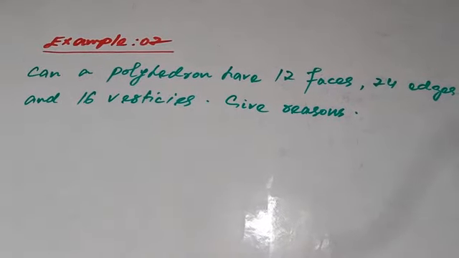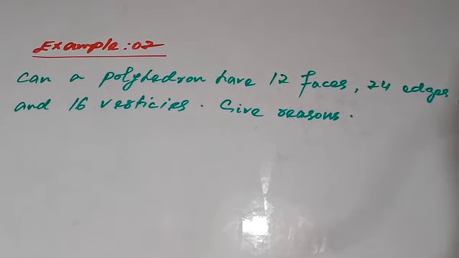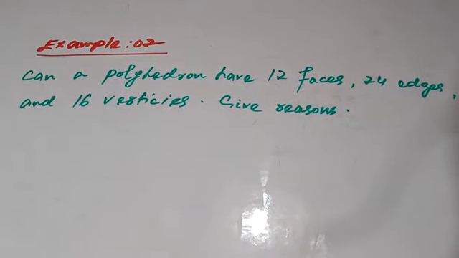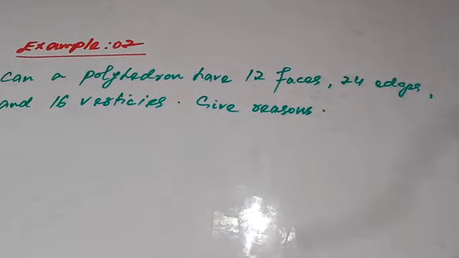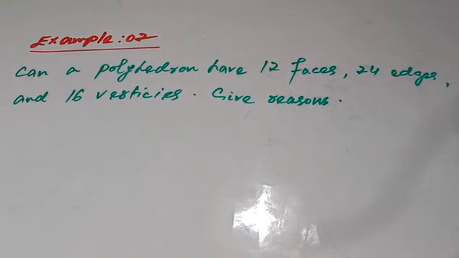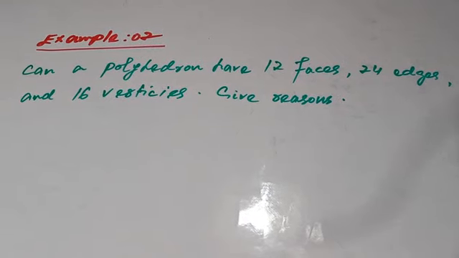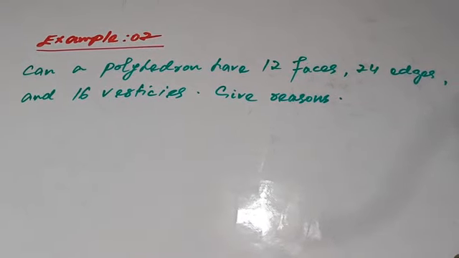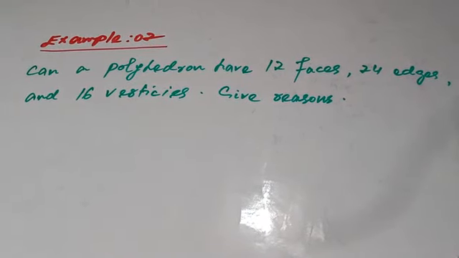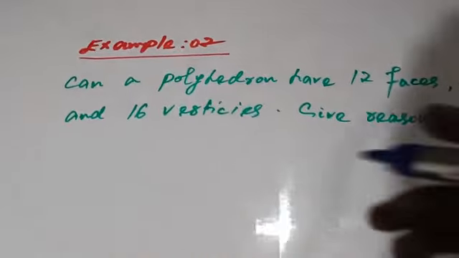Now students, let's take the second example, which can also be solved by Euler's formula. This is a different situation where we're being asked, can a polyhedron have 12 faces, 24 edges and 16 vertices? Give reasons. So we have to look at whether such a situation is possible. We will try to apply Euler's formula. If the formula is satisfied, fine; if there is any contradiction, we will say that such a figure is not possible as a polyhedron. So let's first check it out.